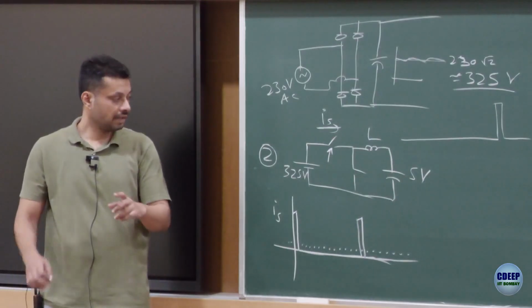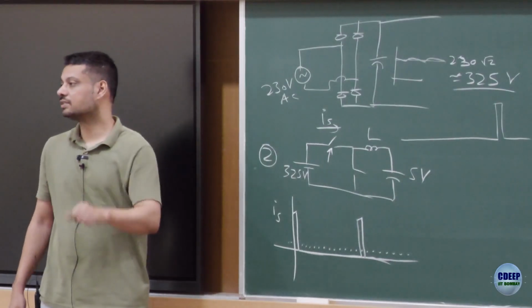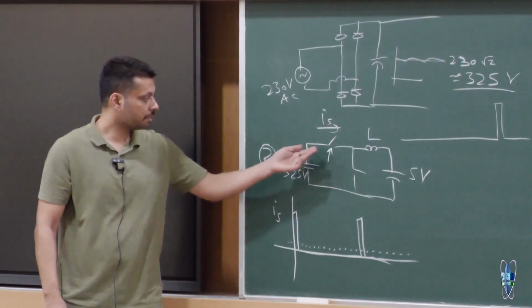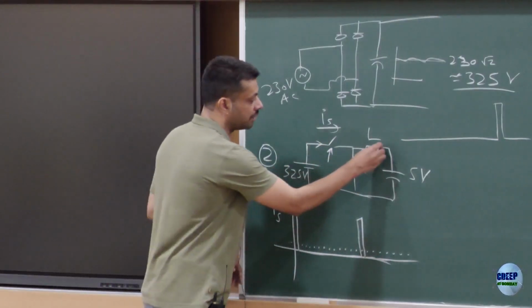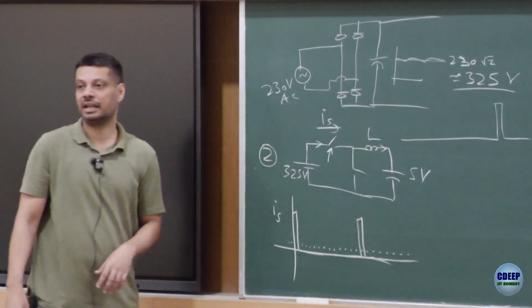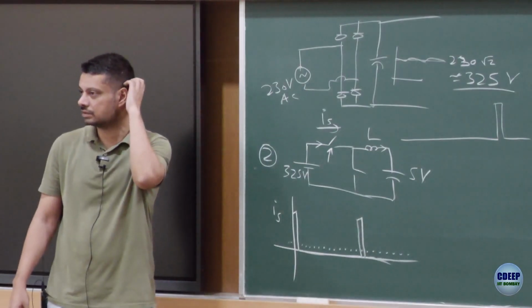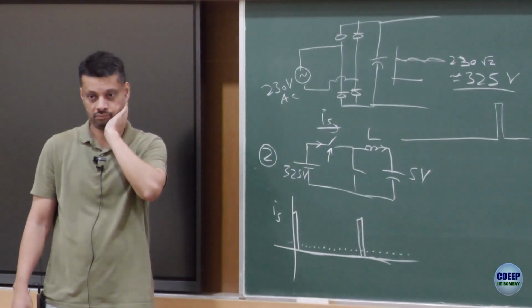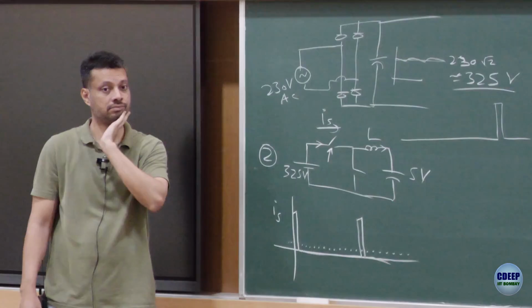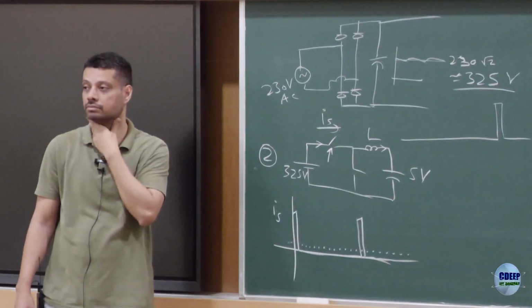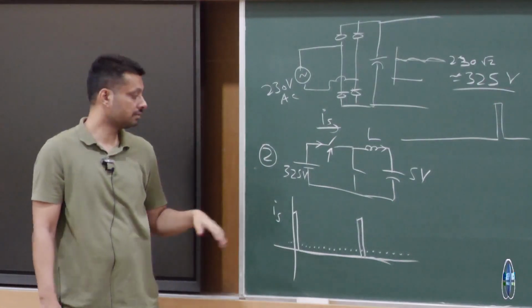Okay. Anyone wants to answer it? What he's saying is the RMS current of the switch should be equal to the RMS current here and not the average currents. Okay. Anyone who wants to answer that?